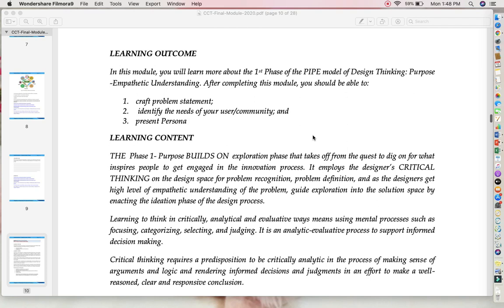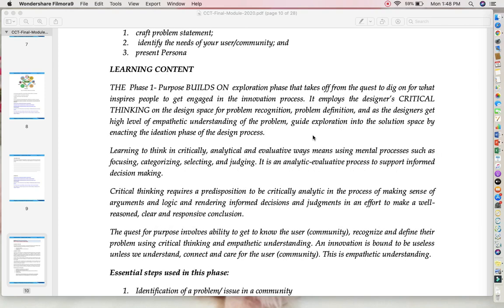purpose: empathic understanding. And after completing this module, you should be able to: 1. Craft a problem statement. 2. Identify the needs of your user community. And 3. You will be able to present a persona. Okay, so for the learning content, the phase 1.